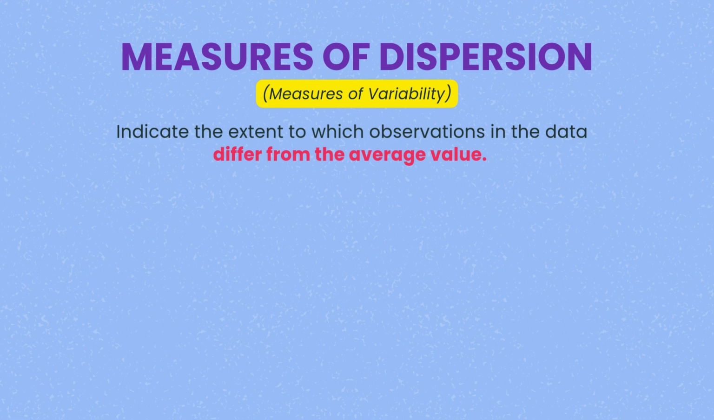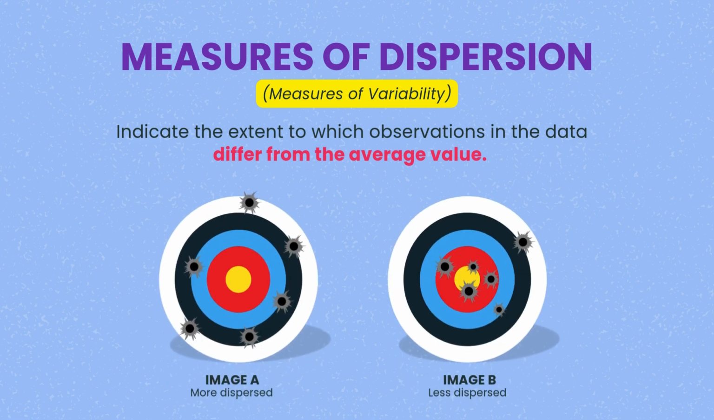We have here a simple illustration. Image A on the left is more dispersed than the image B on the right. That is, the observations of image A are far from each other compared to the observations of image B, which are closer to each other. Let us have another illustration, but more detailed, in the next slide.